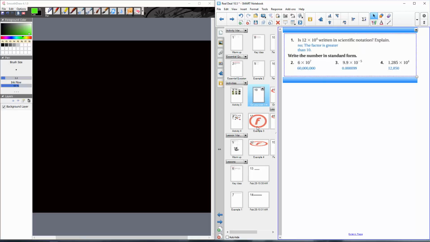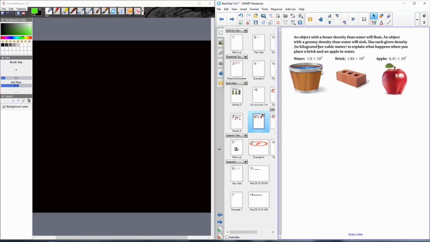And here we go. For this here, this is a really interesting experiment. So this is basically water, and it says that if something is heavier than the density of water, it will sink, and if it's lighter than the density of water, it will float. So looking at this number here, I have 1.0 times 10 to the third. This is 1.84 times 10 to the third. This number is going to be larger than this, therefore the brick will sink. The apple is 6.41, so it appears bigger, but it's only 10 to the second. So this one's actually going to be less dense, which is why apples float in water.